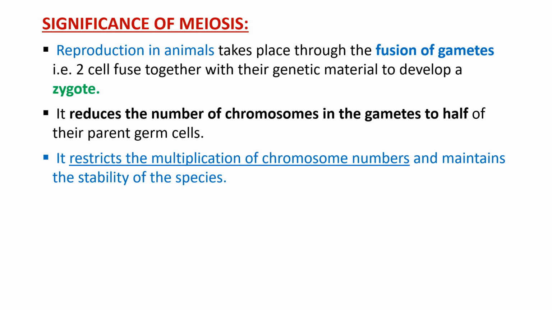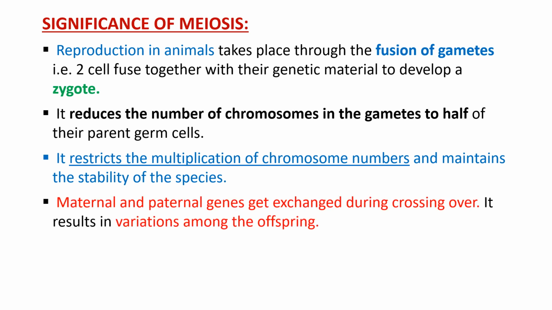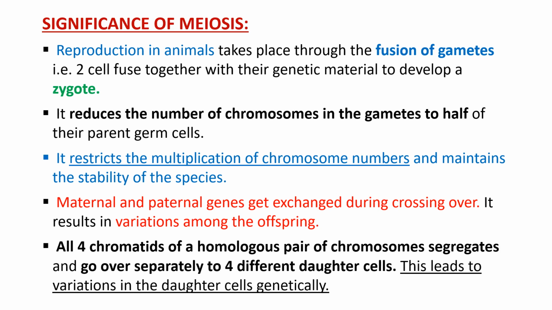Maternal and paternal genes get exchanged during crossing over. It results in the variations among the offspring. And all 4 chromatids segregate and go over separately to 4 different daughter cells. This leads to genetic variations in the daughter cells.